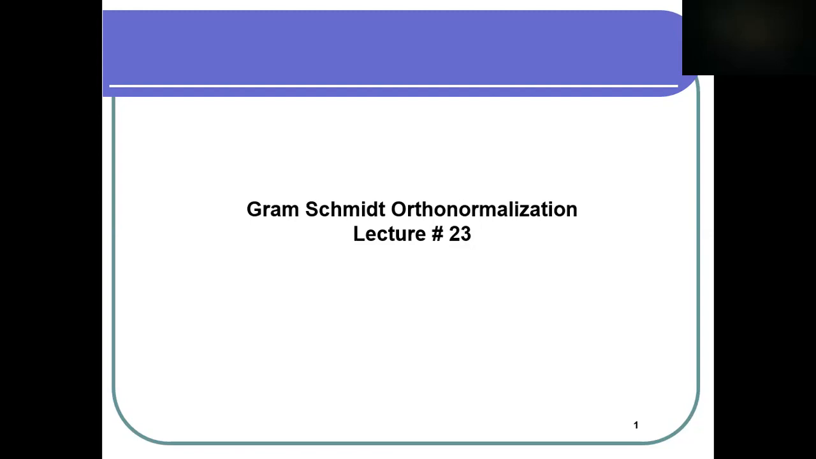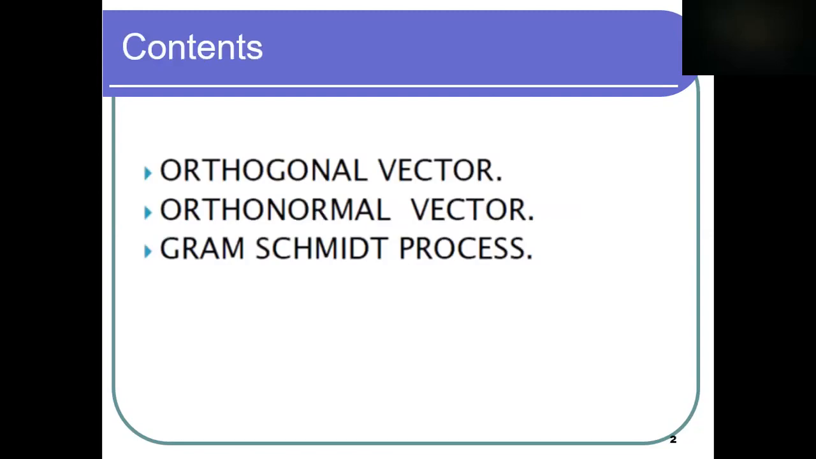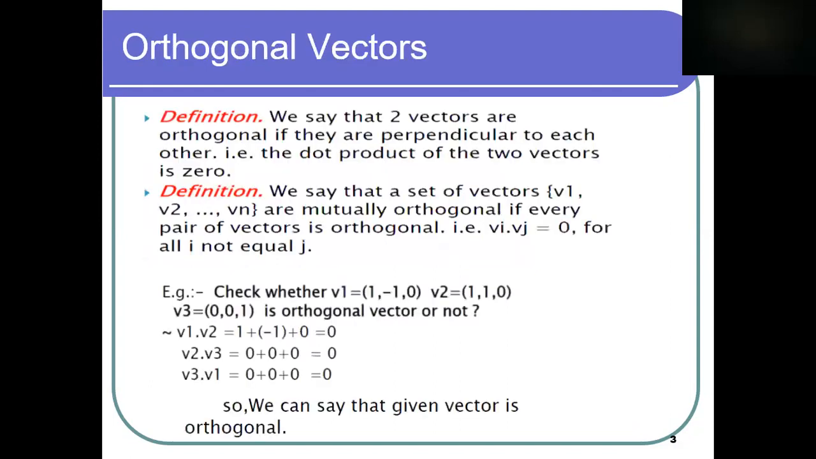So let us start with some basics. The contents of today's lecture are orthogonal vectors, orthonormal vectors, and the Gram-Schmidt process. Let us start with a basic definition that we have seen in our earlier classes: two vectors are orthogonal if and only if their dot product is zero.